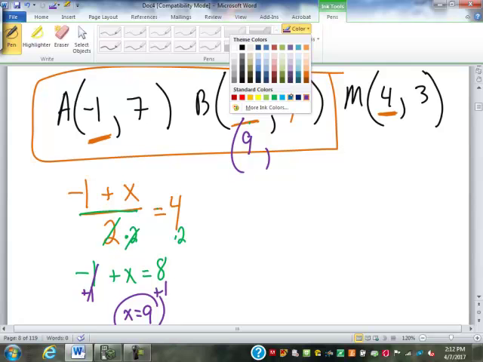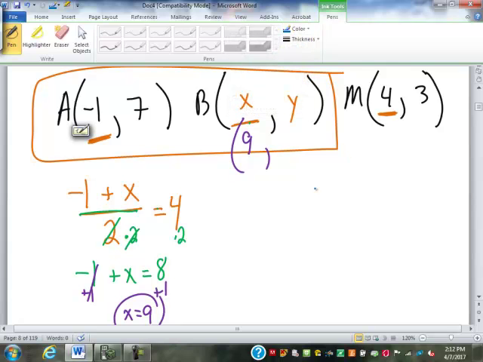For the y-coordinate, we would have the 7 plus y over 2 has to equal what?